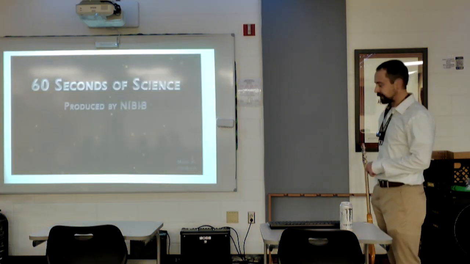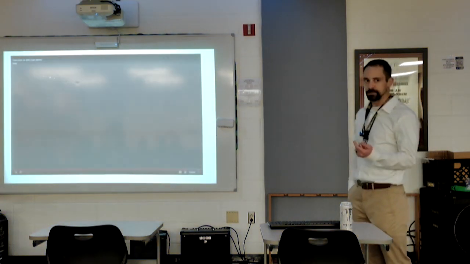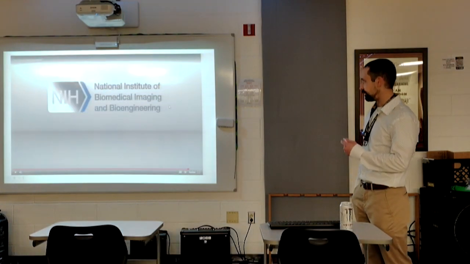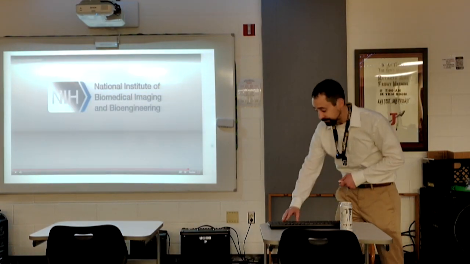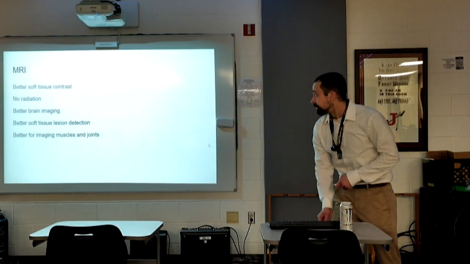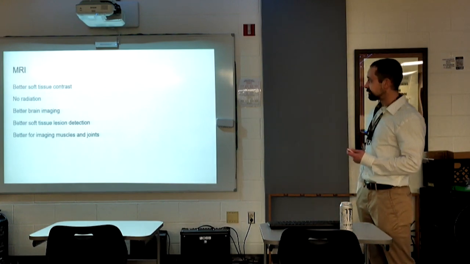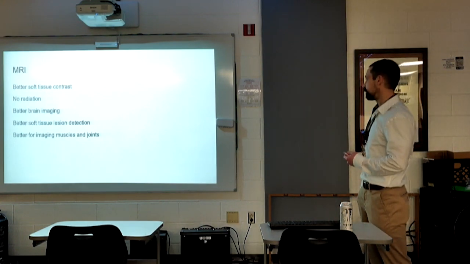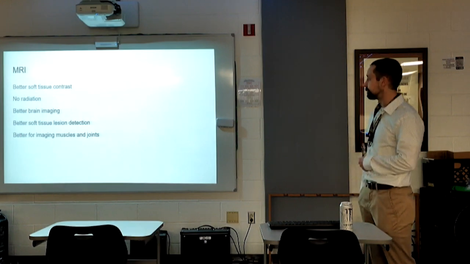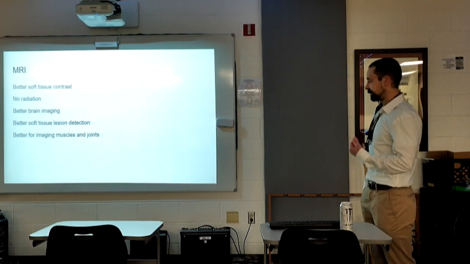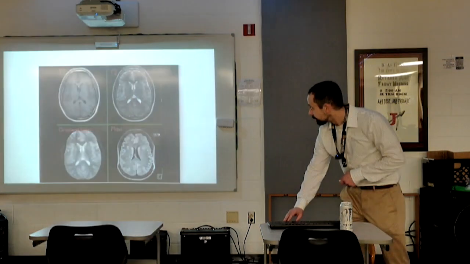So it's really complicated. Basically, different tissues will respond to the magnetic field differently, and the machine can detect that. So I won't spend much time on that at all. There are some advantages to MRI. It's better soft tissue contrast. There's no radiation to the patient. Brain imaging is a lot better. You can pick up soft tissue lesions a lot better, and it's much better for looking at muscles and joints.